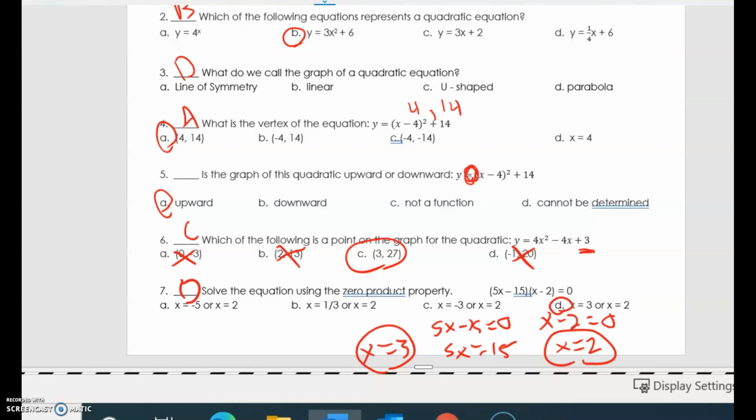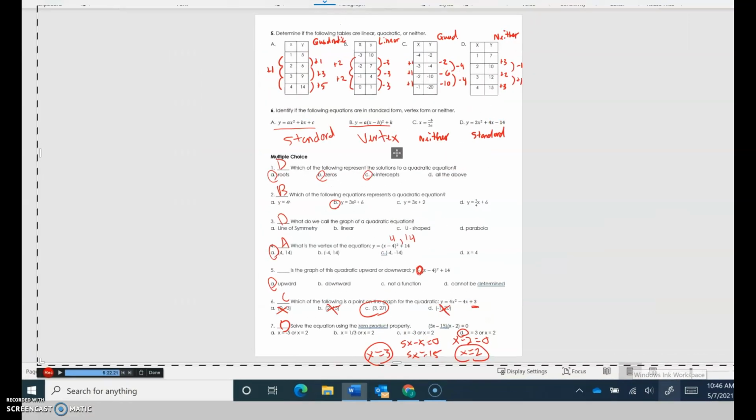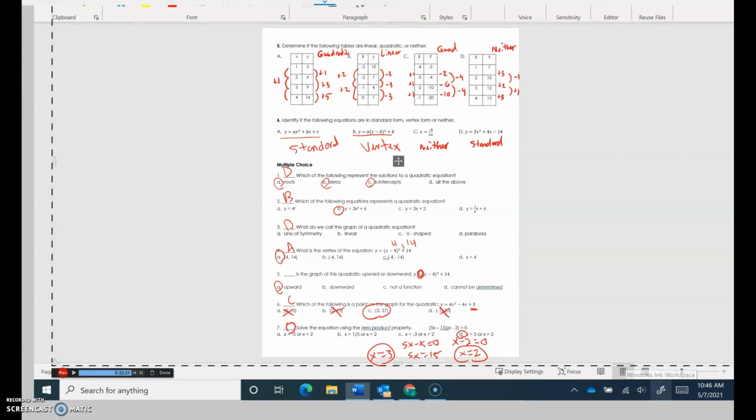Okay, there is your answer key to the whole study guide. So here's the back page, and of course I had the front page already.